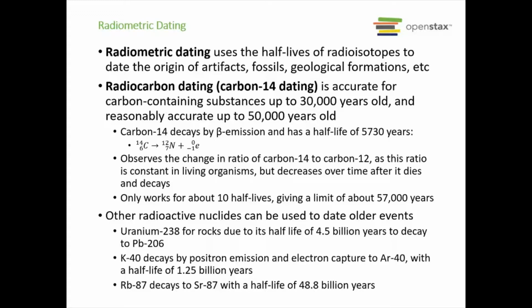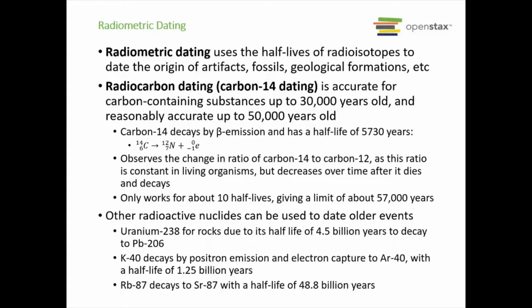And so what we do is we can look at the change in the ratio of carbon-14 to carbon-12, as this ratio is constant in a living organism. But when it dies, this is going to decrease over time because now this carbon-14 is decaying and not staying constant in the organism. And then we can look at how that ratio changes and kind of back calculate then how long it's been or how many half-lives that it has gone through. Now this only works for about 10 half-lives. So this again has this upper limit around 57,000 years. After that it starts becoming less and less accurate.